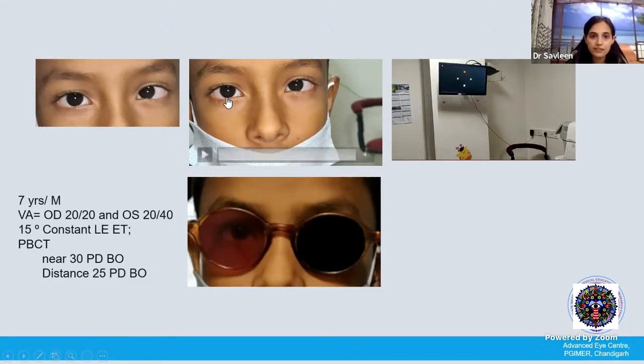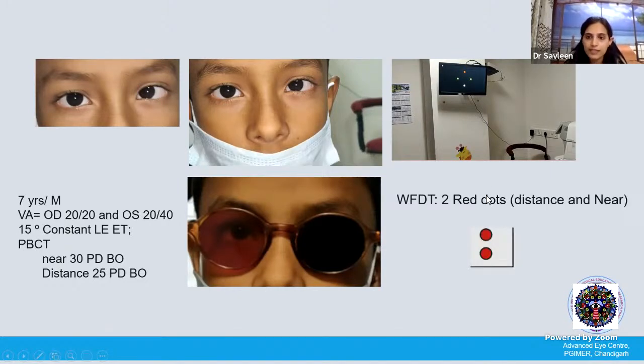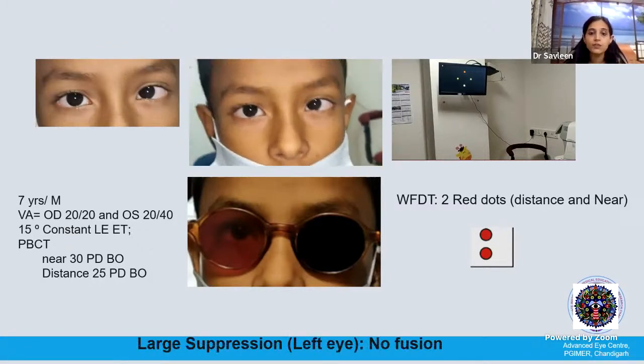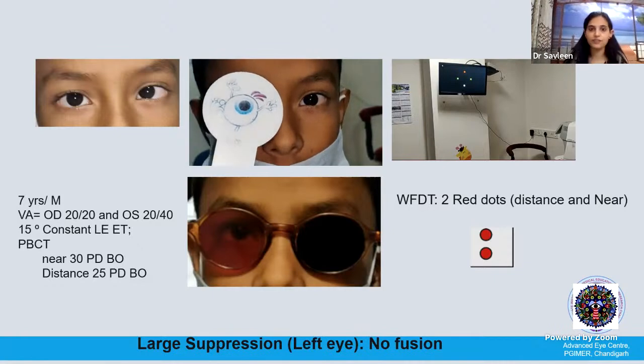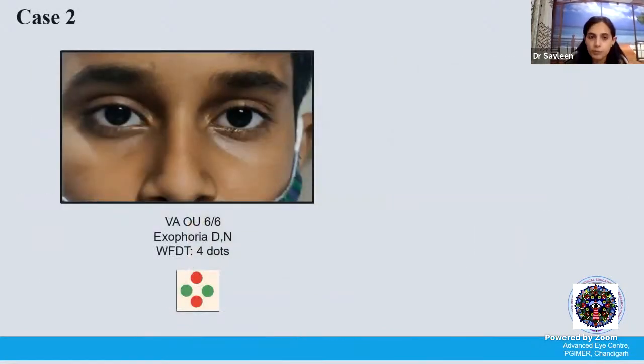He's mostly fixating from the right eye, so as we can understand, he would see just 2 red dots and he would suppress the image of the left eye. So large suppression of the left eye, there is no fusion. That is what your interpretation would be.